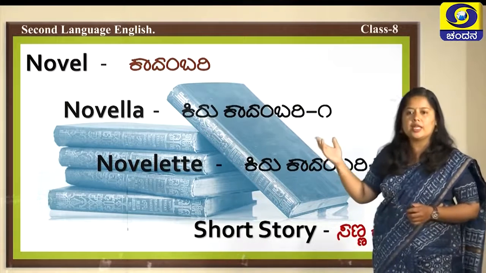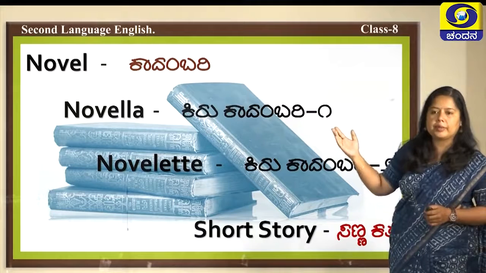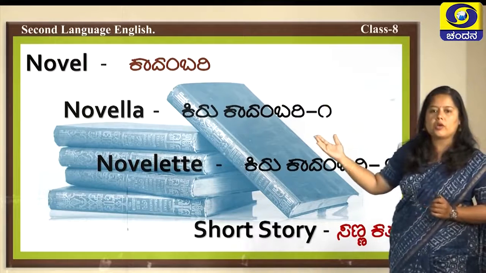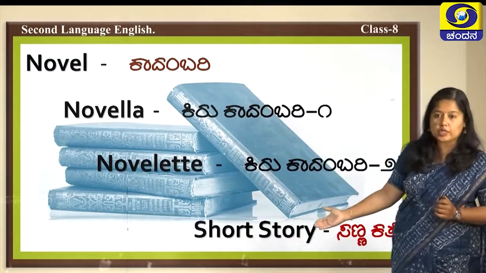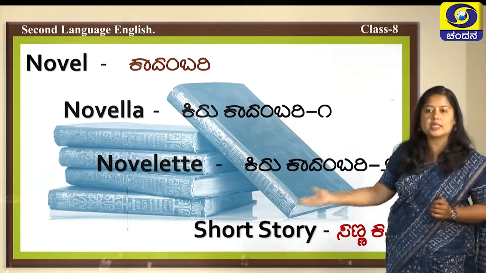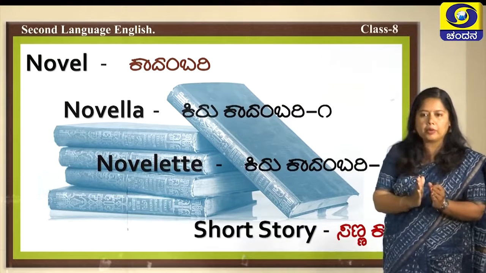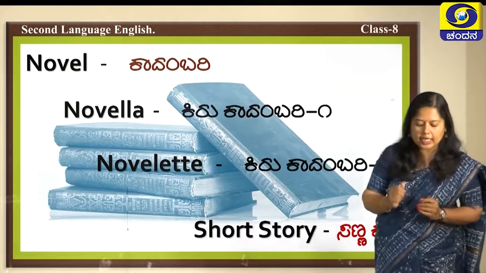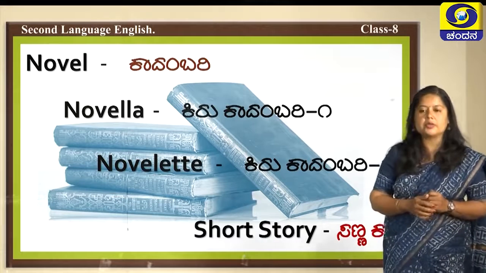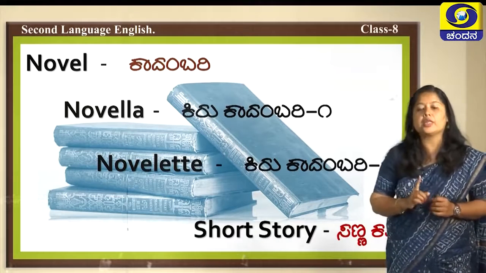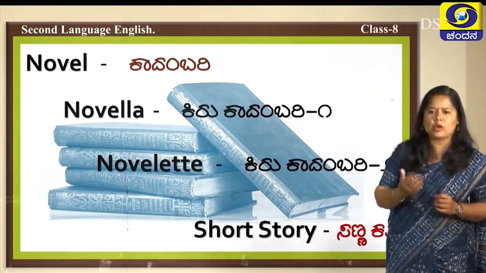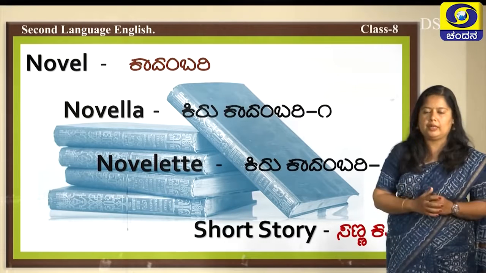I used novel and novella, and both of them are not the same. Novel, novella, novelette and a short story. You must be wondering what is the difference between these four. A novel is a very big book of stories, usually containing 40,000 words to 1 lakh words. 40,000 to 1 lakh words is the normal limit of a novel.